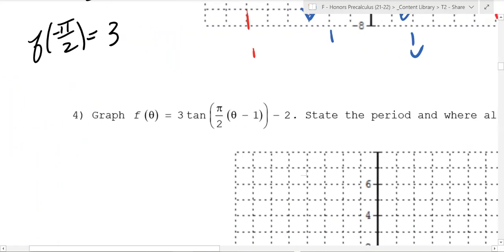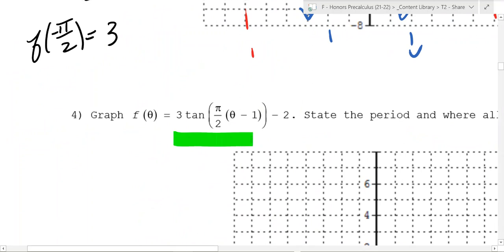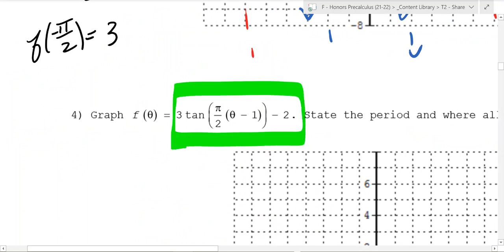For question number 4, this is one you can do on your own if you want more practice with the translation. It's very similar to what we just did.